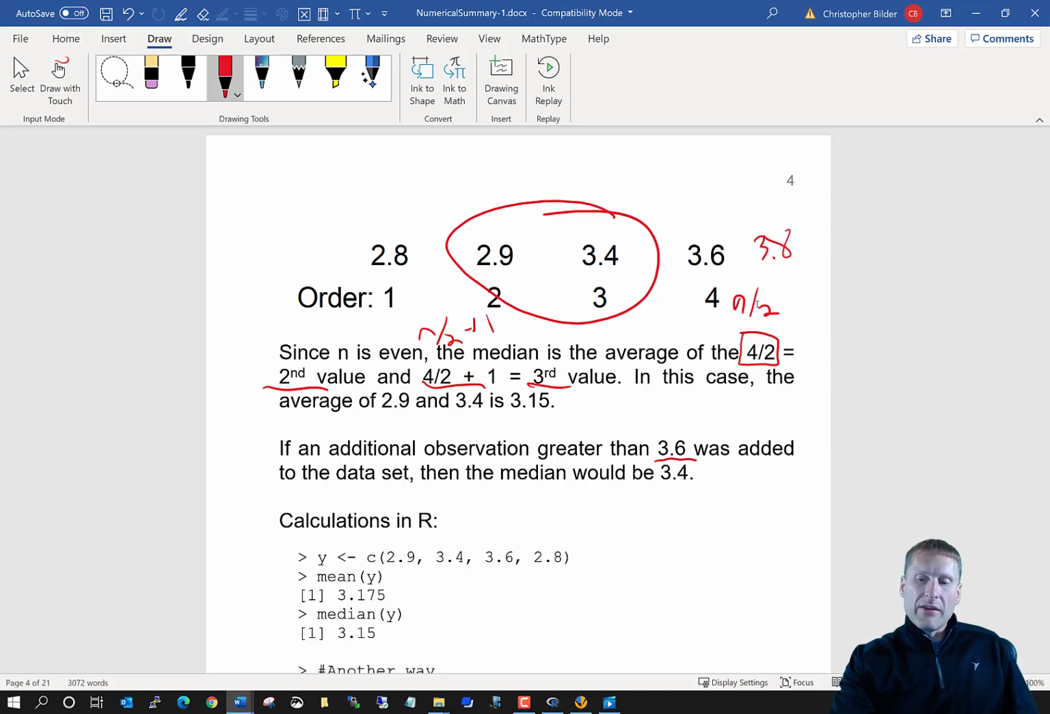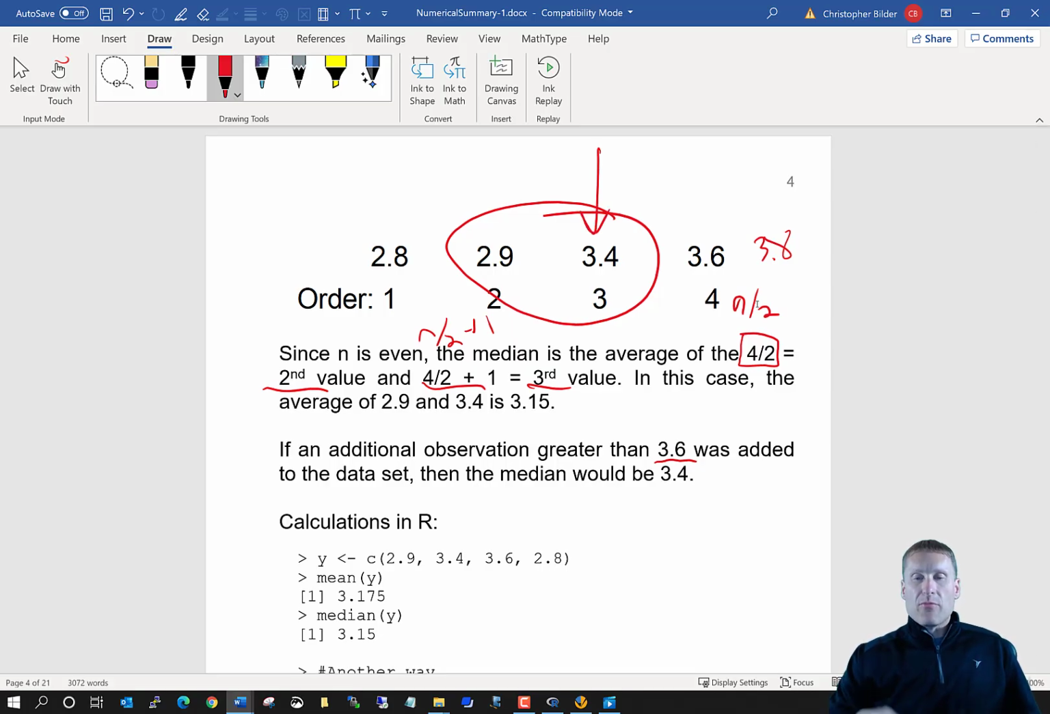Suppose though we added another observation that was greater than 3.6 to our data set, maybe it was 3.8. In that case now we have an odd number of items and simply the median would be that middle value after you order them, it would be 3.4.